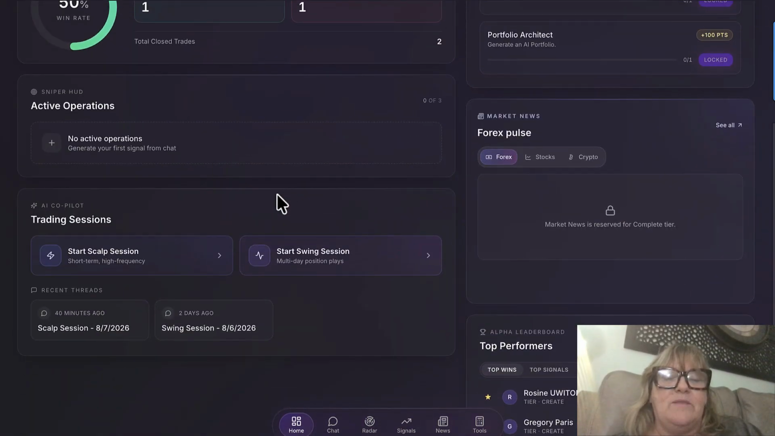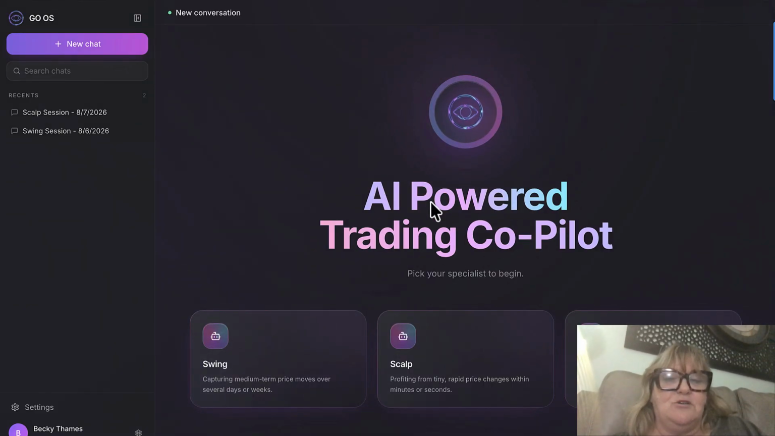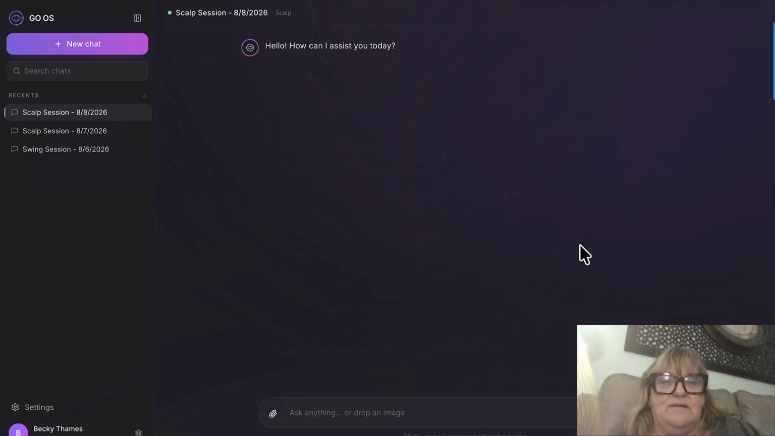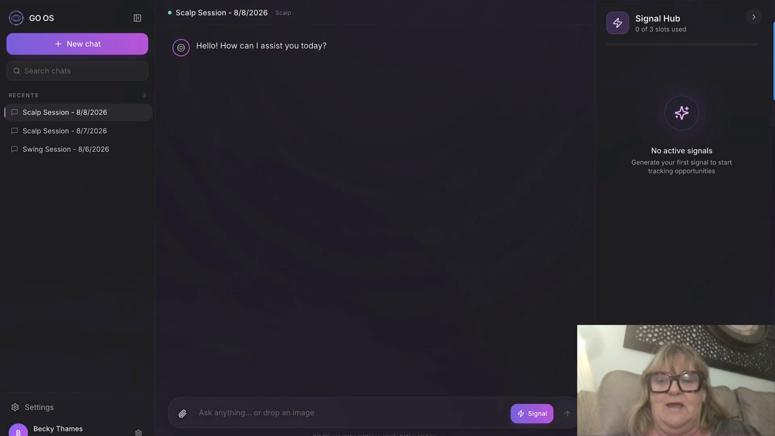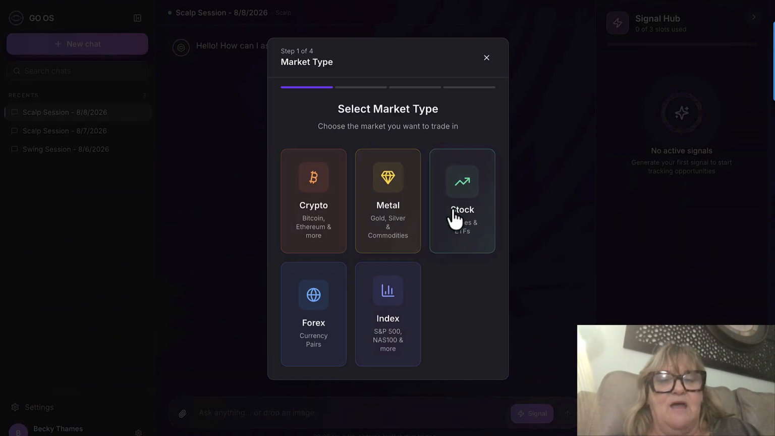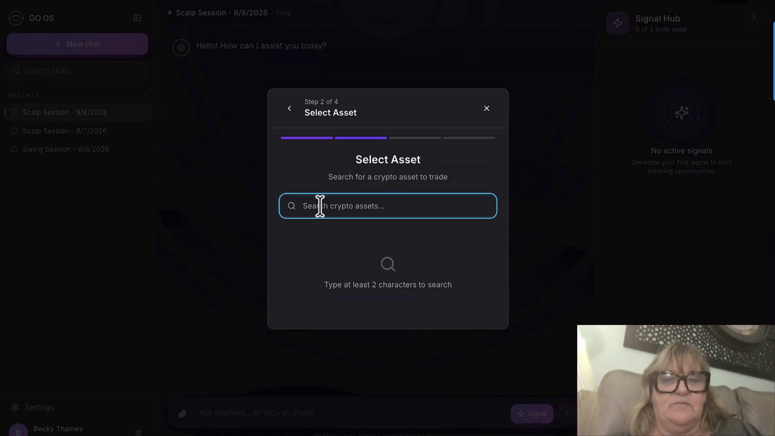And so the market is closed right now, but if the market were open, like literally you would push chat. Actually, we can try it, and we'll get a crypto one. And so what happens is your AI powered trading co-pilot comes up, and we want to say, hey, we want to scalp the market. That's what we want to do. And it's going to say, okay, and then we just push signal right here because we don't know how to trade. We don't know anything, right? And then we are going to hit generate signal, and it says, hey, what do you want to do? Do you want to do crypto? Do you want to do metals, stocks, forex, index, or indices? We're going to do crypto because the crypto market is open.